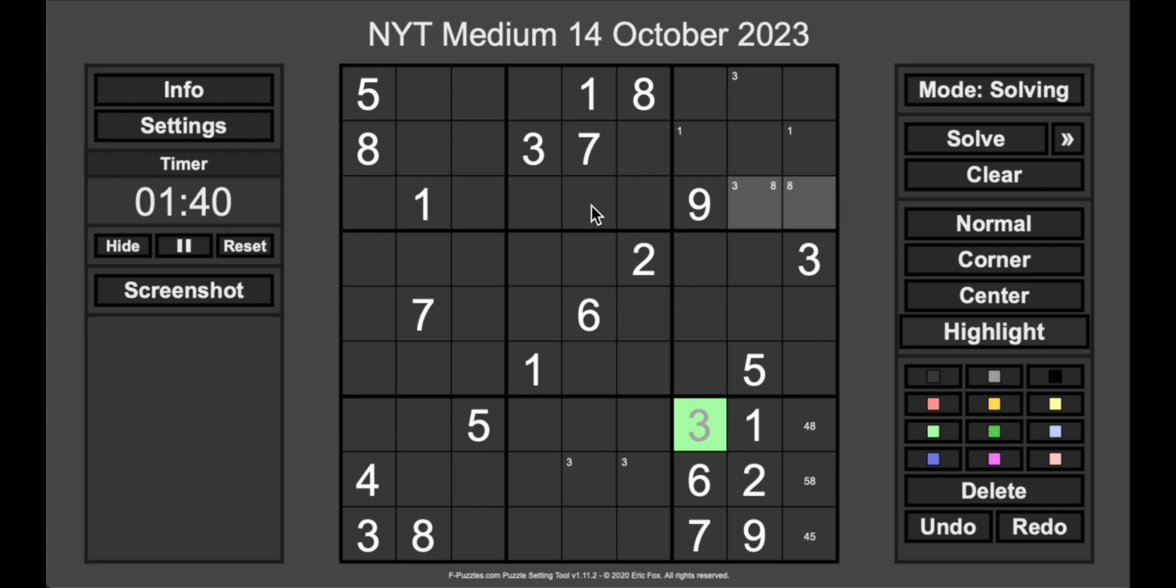I have 1, 8, 3, 7, 9. Okay, I've got 1s and 8s. I'm done with those rows. Okay, the middle 3 rows, I've got 1 each of 2, 3, 7, 6, 1, 5. I can't do anything with it. If I take out 3s, I've got 5, 1, 4, 6, 2, 7, 9, so I'm done with those rows.